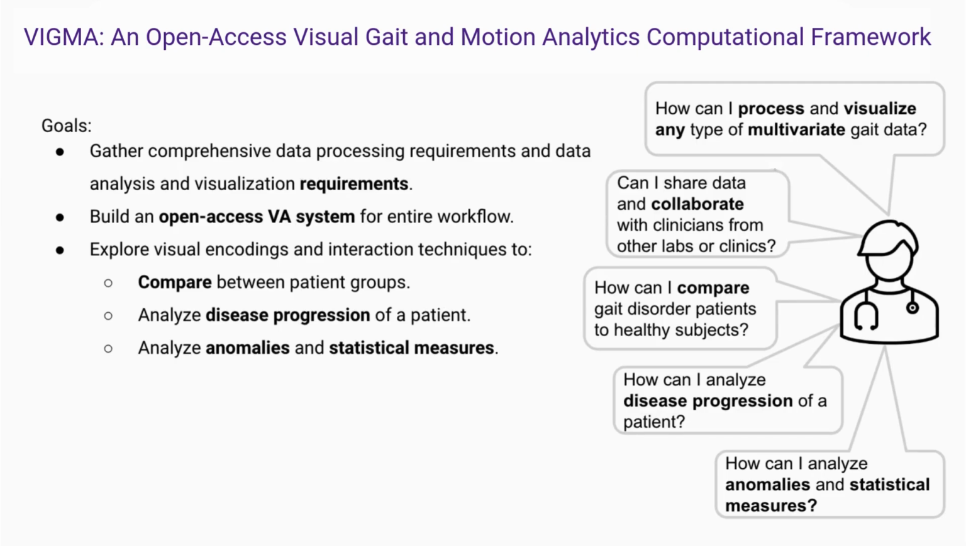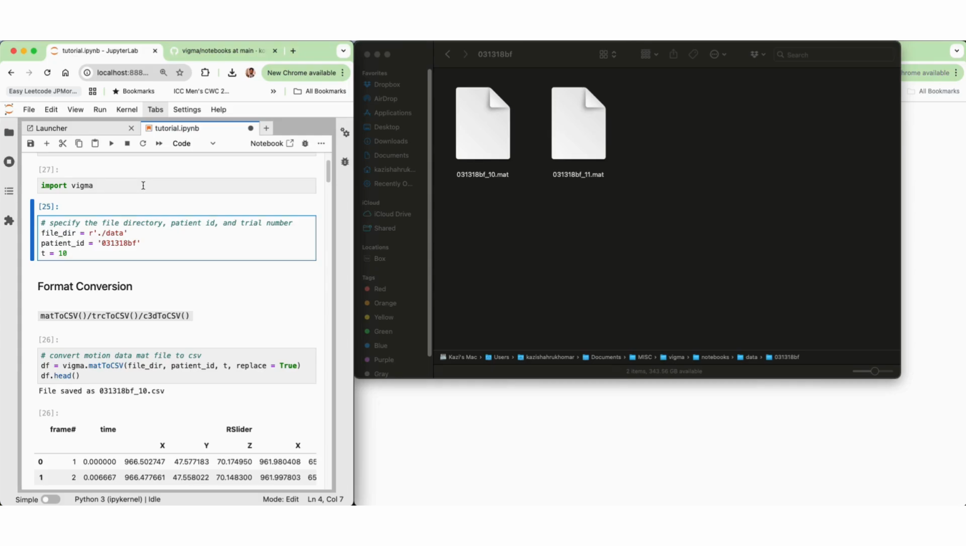We also plan to explore visual encodings and interaction methods to support tasks such as comparing between patient groups, analyzing disease progression of a patient, and analyzing anomalies and statistical measures of the gait data. Conducting a survey and working closely with gait experts, we identified the holistic requirements and proposed our novel visual analytics system, VIGMA. Users first start by importing our Python library in a computational notebook as shown on the left side.